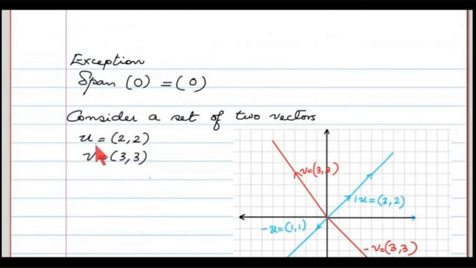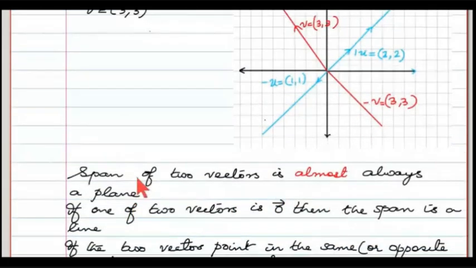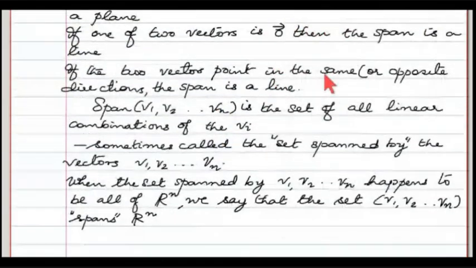Now consider two vectors, u equal to (2, 2) and v equal to (3, 3). Look at this diagram. u will be represented like this, as we said earlier. So we have one more vector v, and it will lie on this line. The span of two vectors is almost always a plane. If the two vectors are 0, then the span is a line. If the two vectors point in the same or opposite direction, the span is a line.